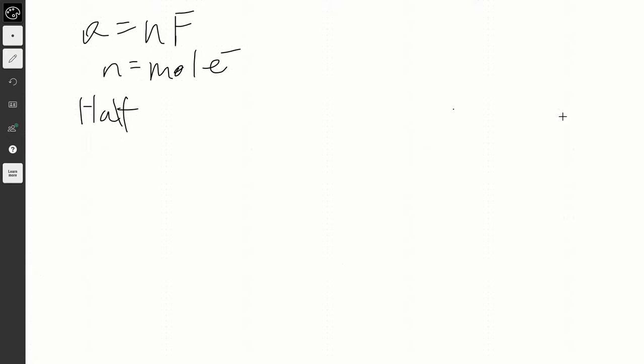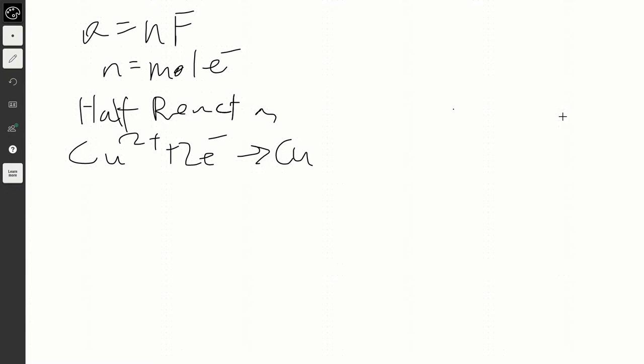which for our example is Cu2+ plus 2 electrons and Zn2+ plus 2 electrons. Now with this, you can easily see that it's just 2 moles of electrons that are being transferred. And then F is just Faraday's constant, which is 96,500.